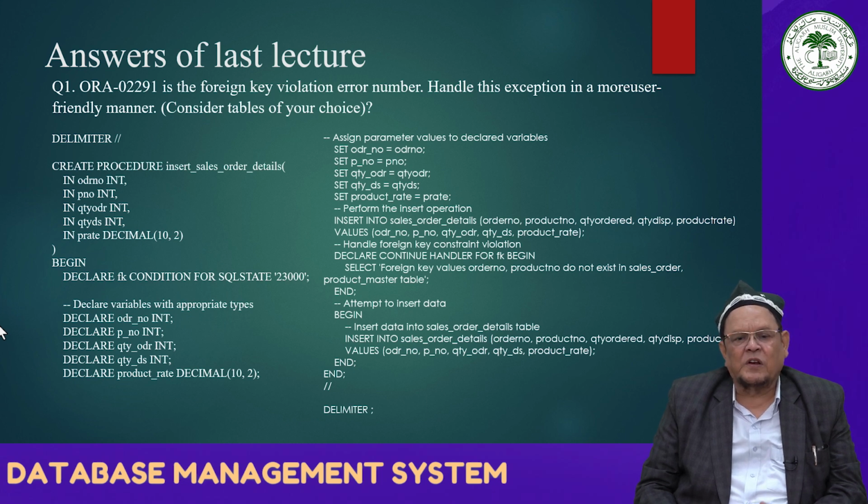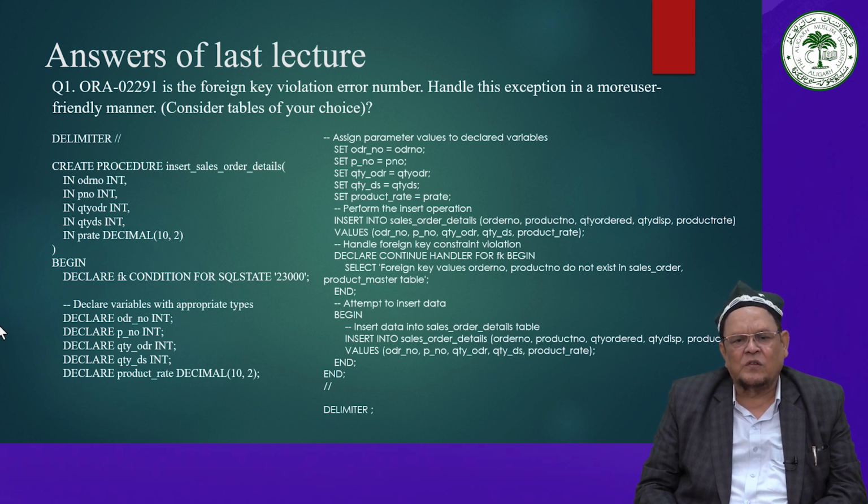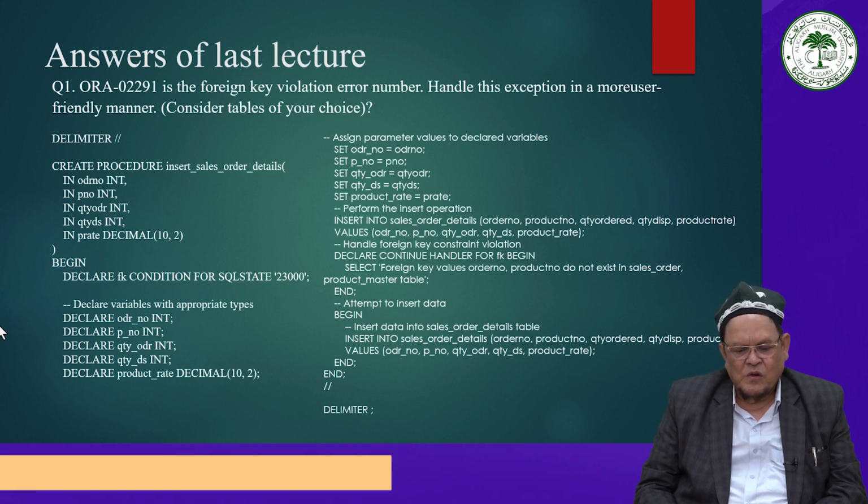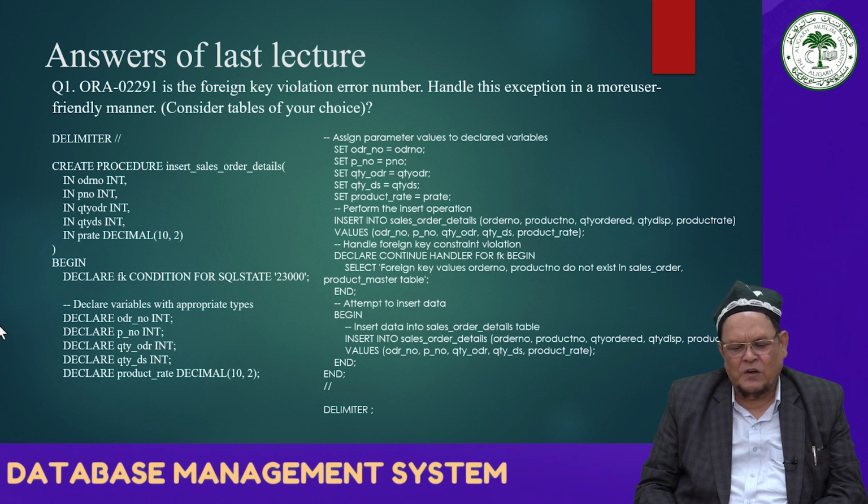Then you have to perform the insert operation. In our operation, as you already know, insert into sales_order_details, in parentheses order_number, product_number, quantity_order, quantity_display, product_rate. Then you have to write the values: order_number, P_number, quantity_order, quantity_ds, and product_rate.